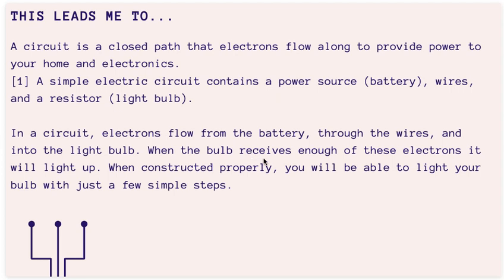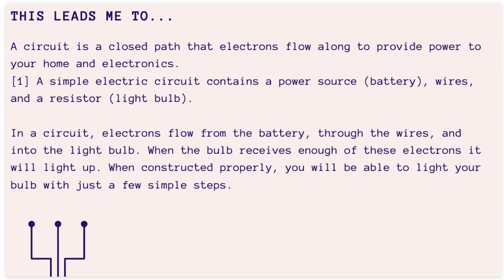In a circuit, electrons flow from the battery through the wires and into the light bulb. And when the bulb receives enough of these electrons, it will light up. So the light actually comes from the electrons going through the little filament in our light. The filament's a little thin wire that you might see breaks sometimes when a light gets old, or if you have a surge of power, it might blow the filament in your light. When constructed properly, you'll be able to light your bulb with just a few simple steps.